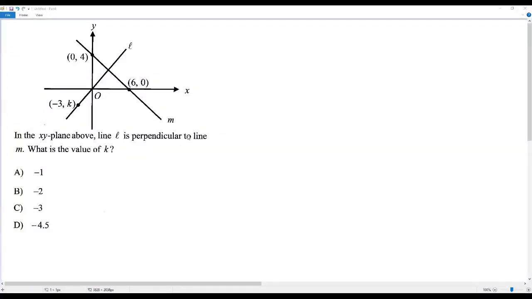Here we have a SAT math question. Okay, let's go through the information. So here we have a picture. In the XY plane above, line L is perpendicular to line M. What is the value of K?